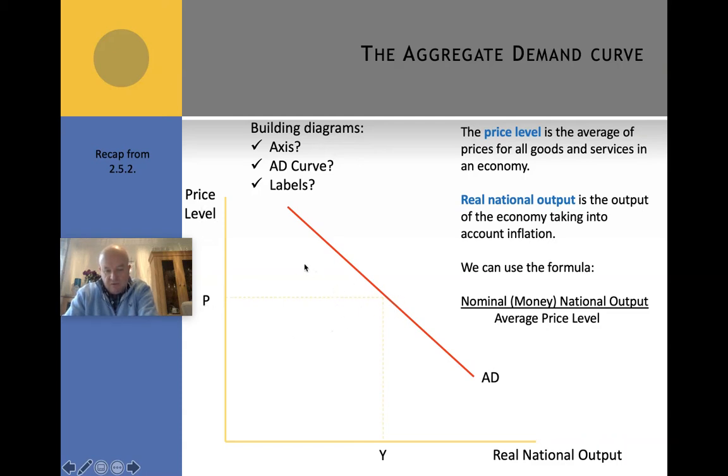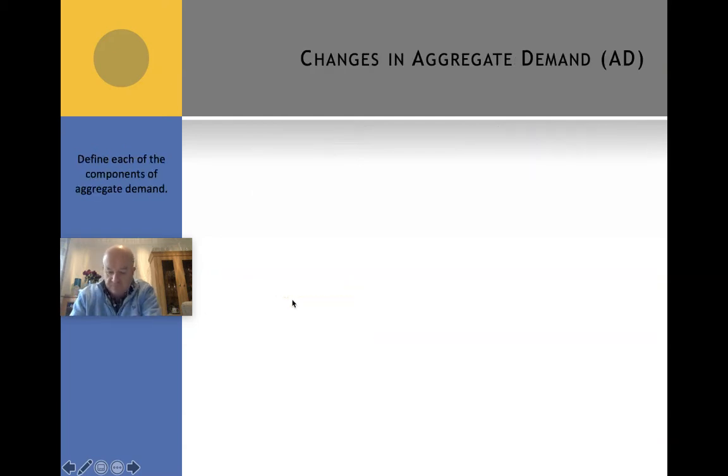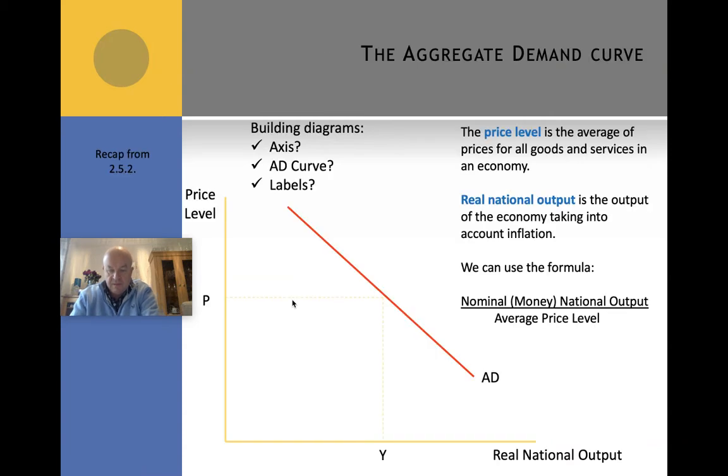And when we look at the aggregate demand curve, with it being downward sloping, at price level P we're going to get real national output at Y, if we assume that to be the case. So let's go back one, sorry. Real national output is basically the output of the economy, but taking into account inflation. Remember, we have real at the start of any real income, real national output. It means that we've taken into account inflation in those calculations.